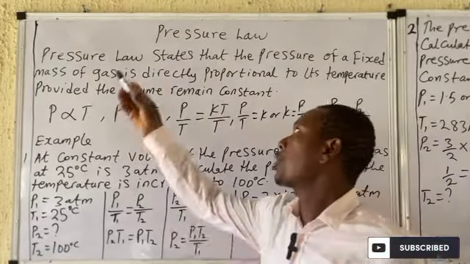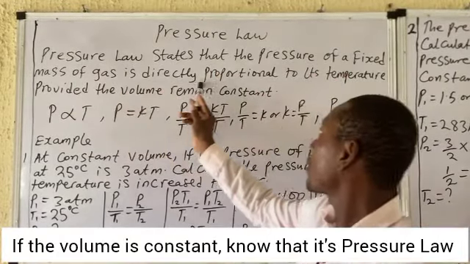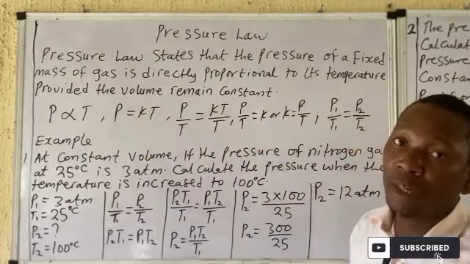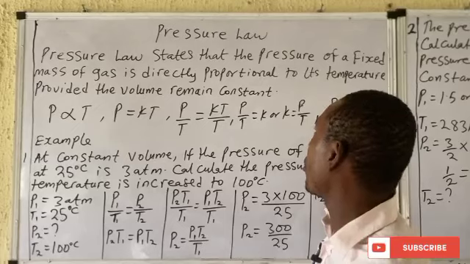Now, the pressure law states that the pressure of a fixed mass of a gas is directly proportional to its temperature, provided the volume remains constant. Now, we're going to highlight the parameters in this definition or in this law.